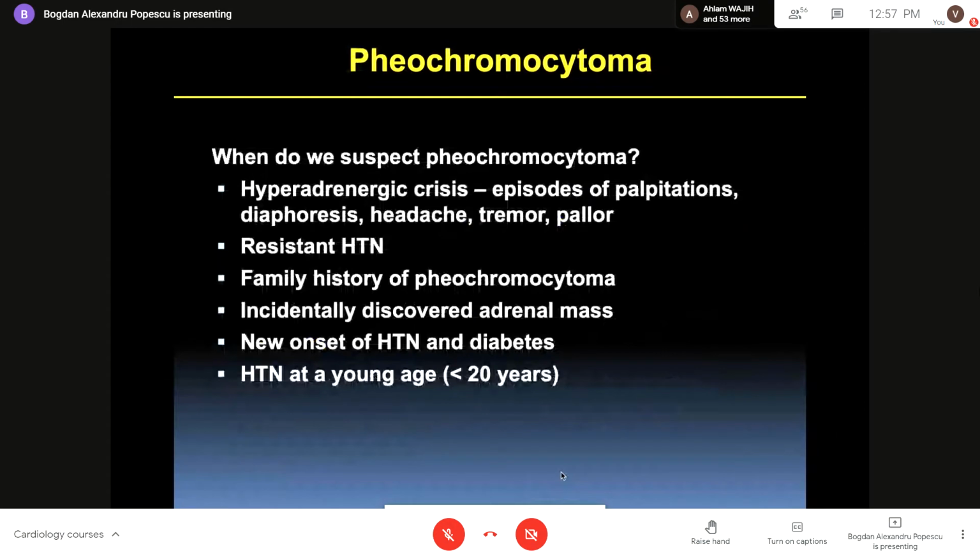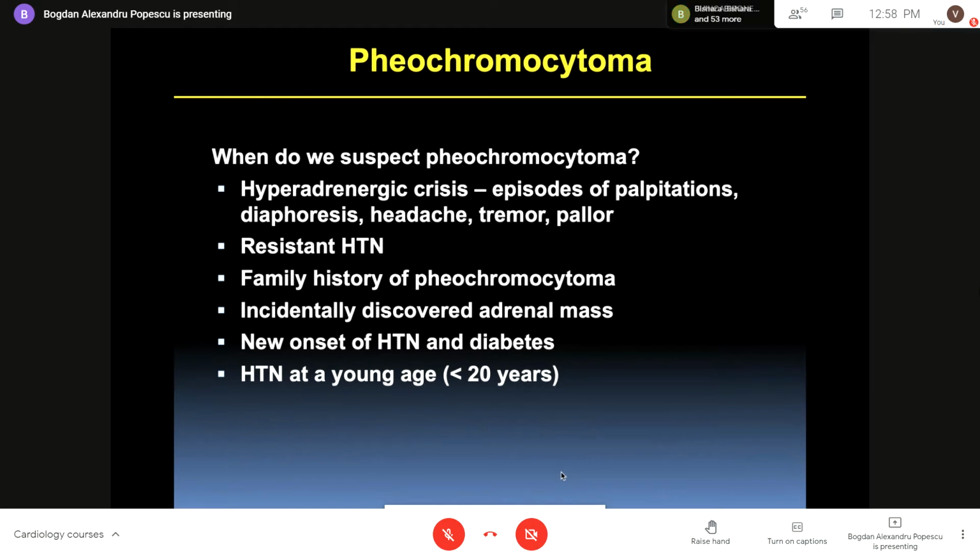When do we suspect this? The classical description is that of the hyperadrenergic crisis related to the release of epinephrine or norepinephrine in circulation, and this may lead to palpitations, sweating, headache, tremor, pallor. There is a pattern of usually resistant hypertension. Sometimes there is a family history of pheochromocytoma. Sometimes you may find incidentally an adrenal mass.